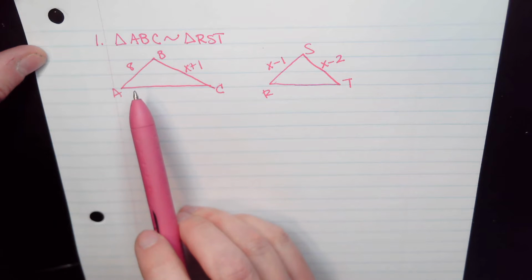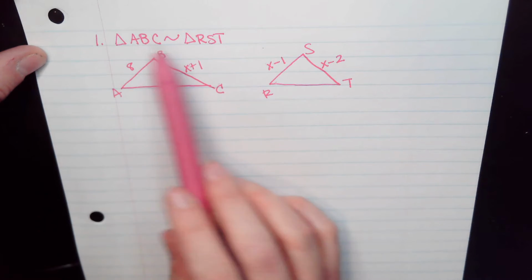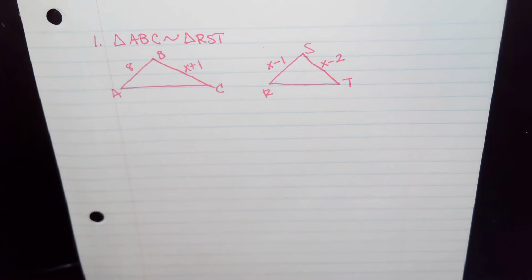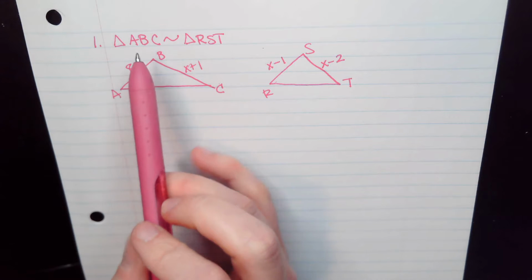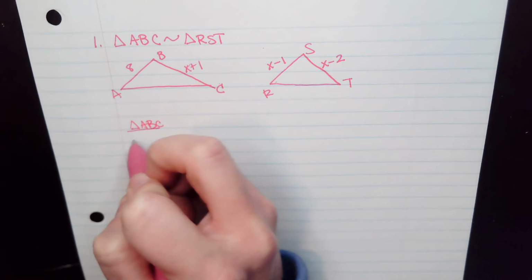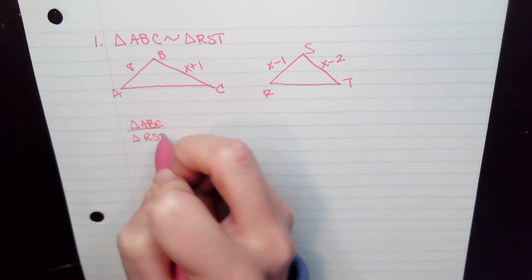So in order to solve for x, we know that our two triangles are similar. So we know two things. One, that their corresponding angles are congruent to each other. So angle A is congruent to angle R, B to S, and C to T, and that their sides are in proportion to each other. So typically we take whatever one comes first, and that's the one we put on top. So we can compare triangle ABC to triangle RST.